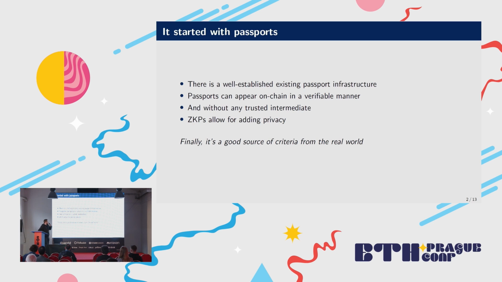What is good? There is existing passport infrastructure. So dozens of million passports are issued already, and you don't need to reinvent the wheel. You can use the current biometric passport, you can extract the signature, you can extract all the data and transfer that in verifiable manner on-chain. And you can add privacy with zero knowledge.